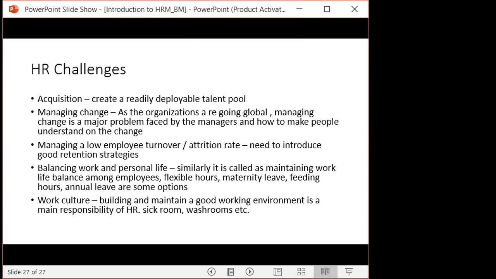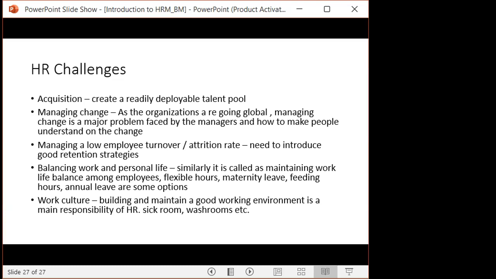Then we have managing change. I'm not going to explain it again, because I have explained managing change under the change agent role. How difficult it is for HR people to manage a change in an organization. Then managing employee turnover, attrition rate and retention. Under key objectives, we talked about retention. So retaining employees is again another challenge for HR people.